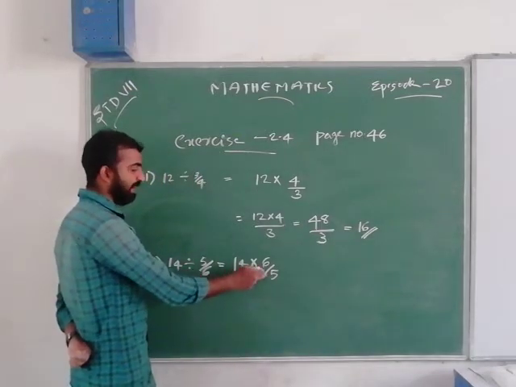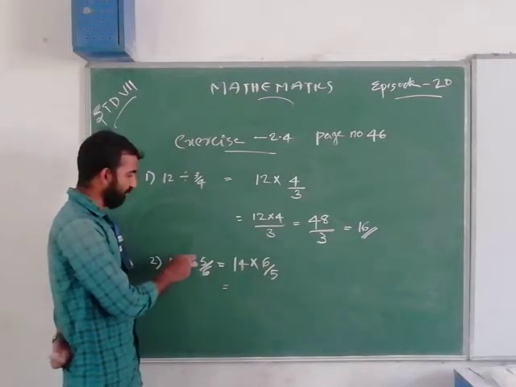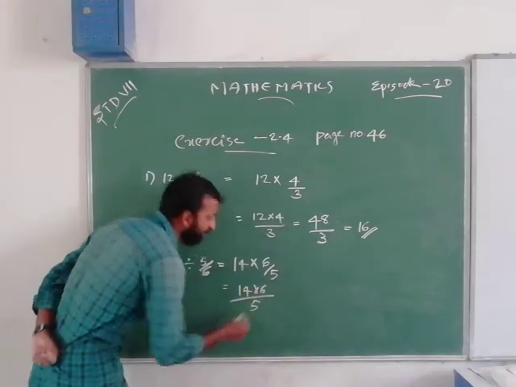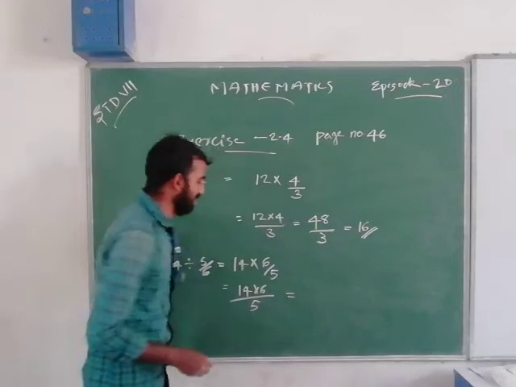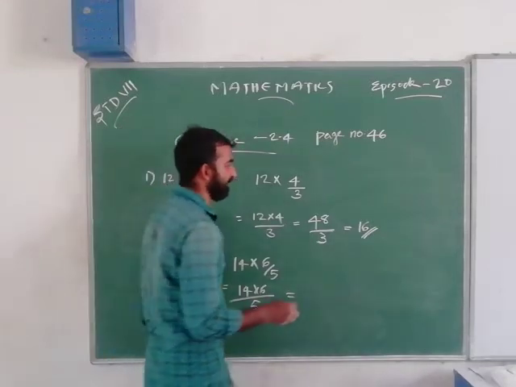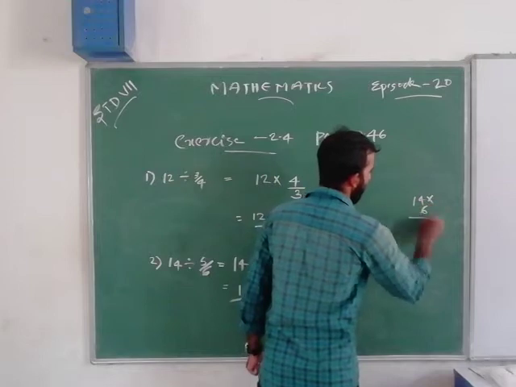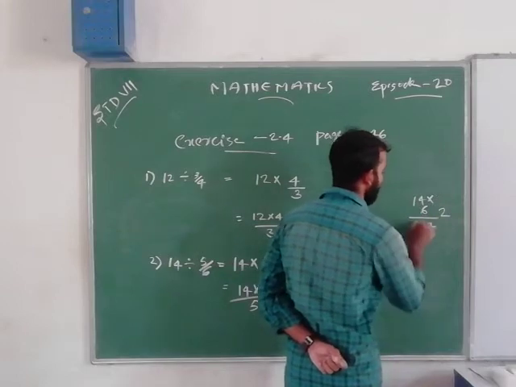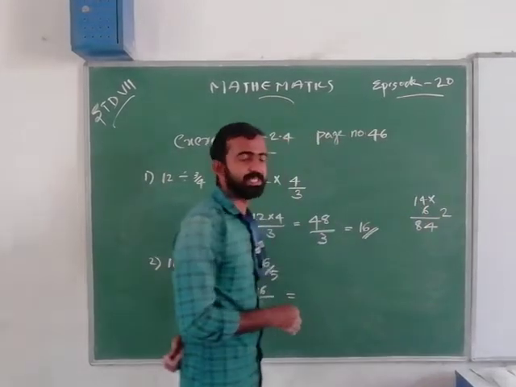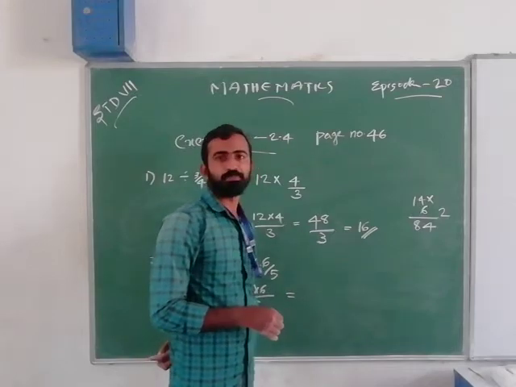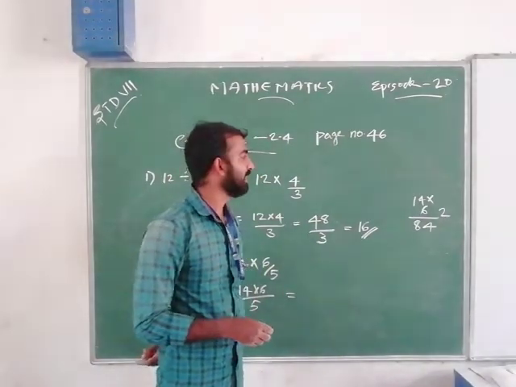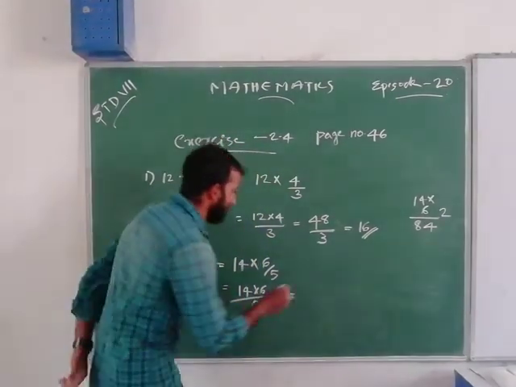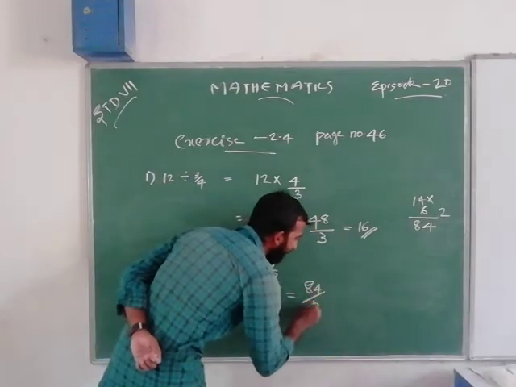Here we take 6 by 5, which means we take the reciprocal of 5 by 6, that is 14 into 6 whole divided by 5. What is the answer of 14 into 6? 4 into 6, 24, 2 is carry, and 1 into 6, 6, and 6 plus 2, 8. We get the answer 84, that is 84 by 5.